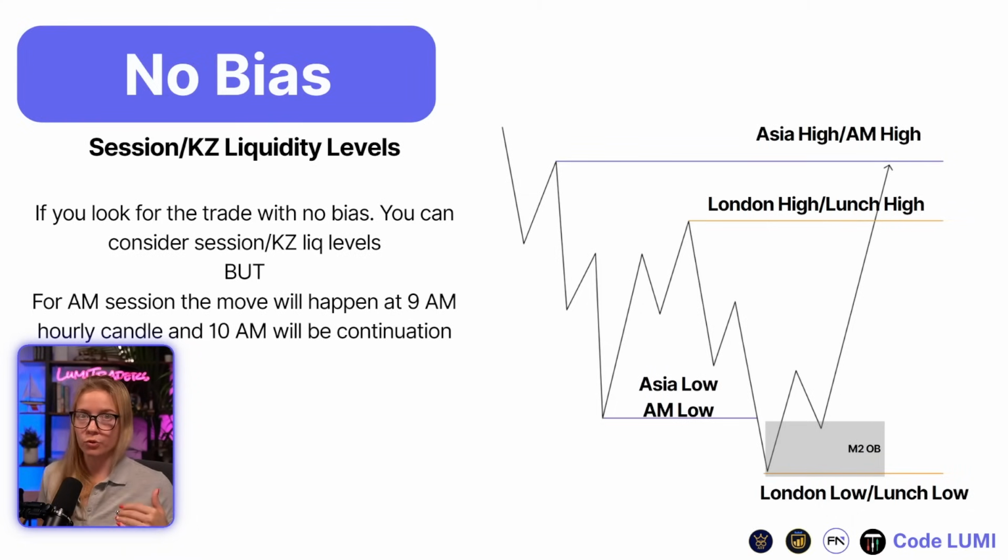And yes, I'm going to use the 9 a.m. hourly power of 3 to trade the 2-minute open high low close model. A 2-minute order block with signs of smart money reversal on the 2-minute chart. No bias, that's okay. You can try to trade from session to session, from kill zone to kill zone.